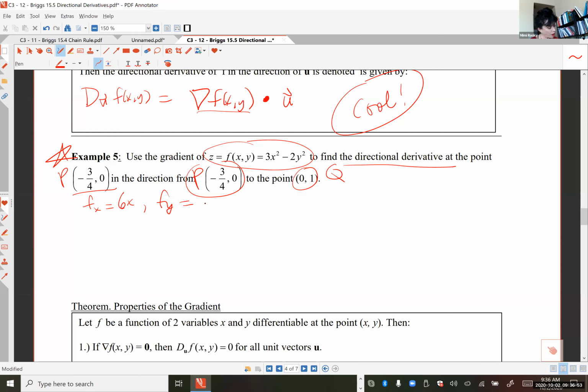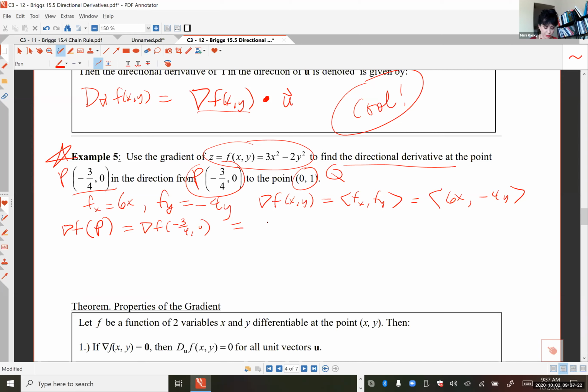The partial with respect to y is simply negative 4y. Great. So del f, that's my gradient, which is simply a vector that contains the partials as its components, is simply going to be this cool vector, 6x, negative 4y. Nice. Now, the gradient evaluated at the point P, this is some notation that Dr. Vallone used to use, which if I do in the textbook notation, I'm just going to substitute the point P, which has coordinates negative 3/4 and 0.